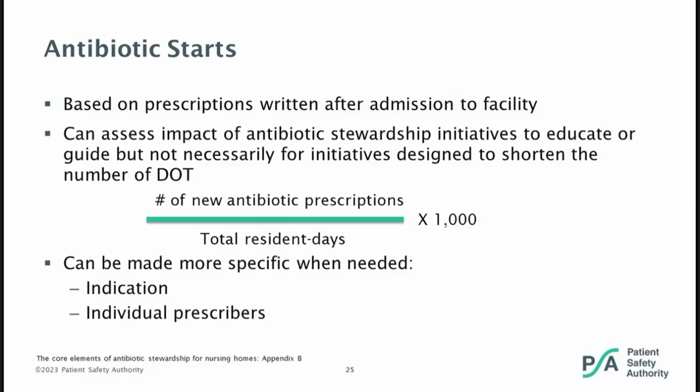Antibiotic starts can also be calculated by indication, for example, new antibiotic starts for urinary tract infections or by individual prescribers. But it is important, if you're calculating for individual prescribers, to consider the total number of residents being cared for by each provider.